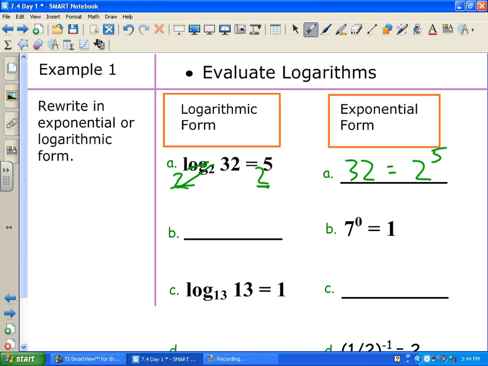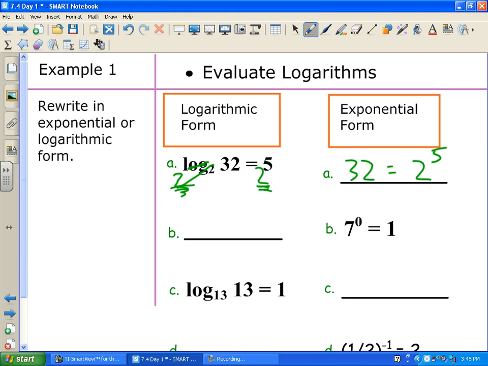Remember, I introduced a base. I did not multiply both sides of this equation by 2. Again, I introduced a base of 2 to both sides of the equation. I did not multiply by 2. And the same thing works in reverse.